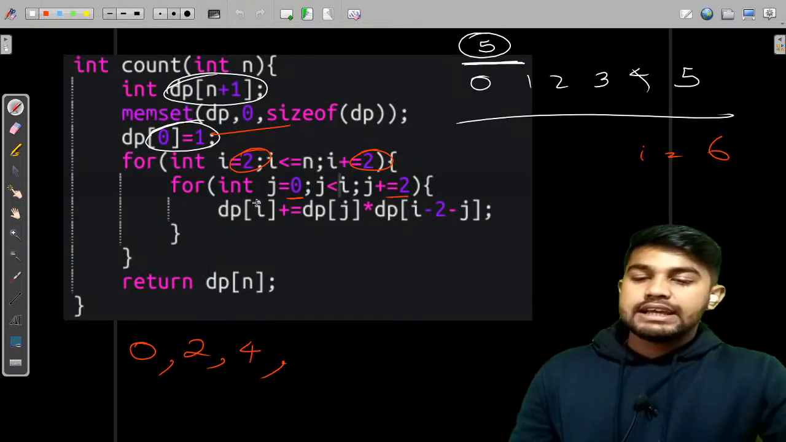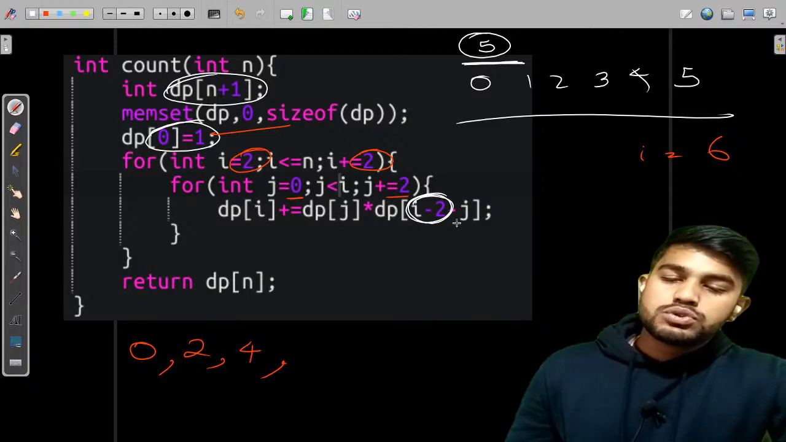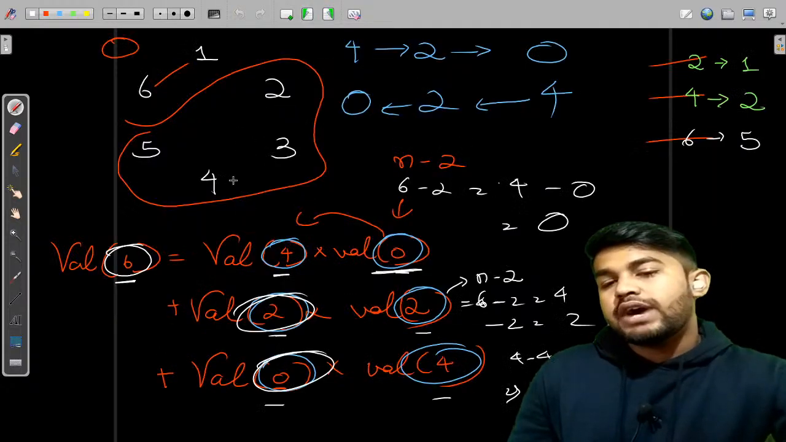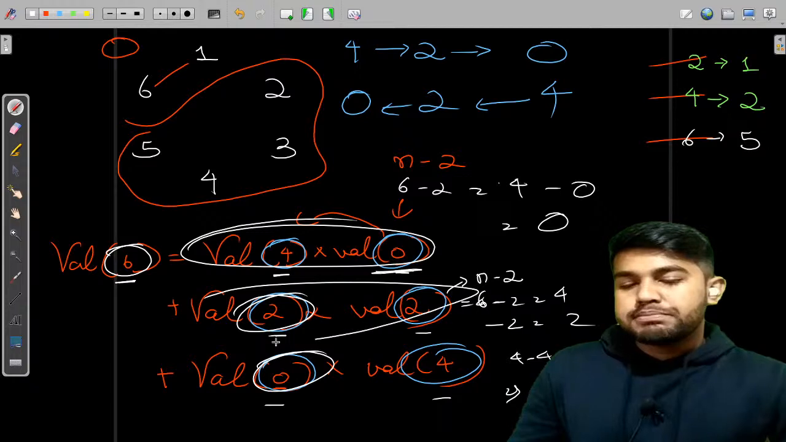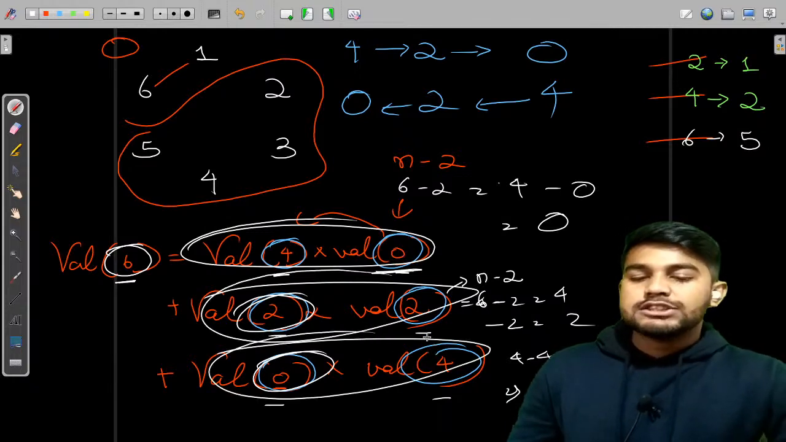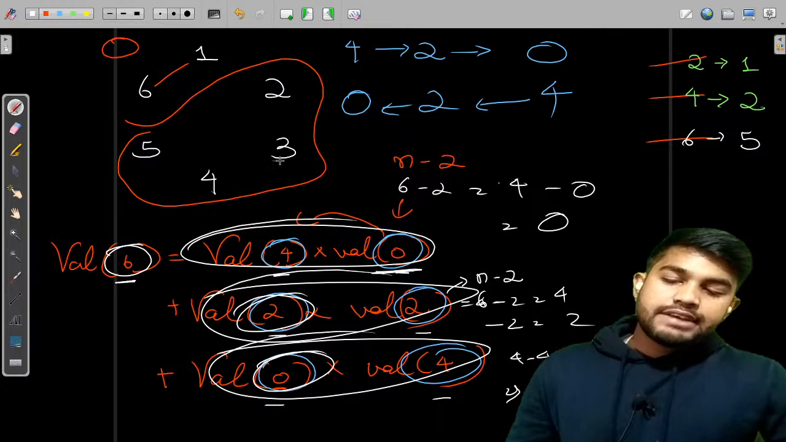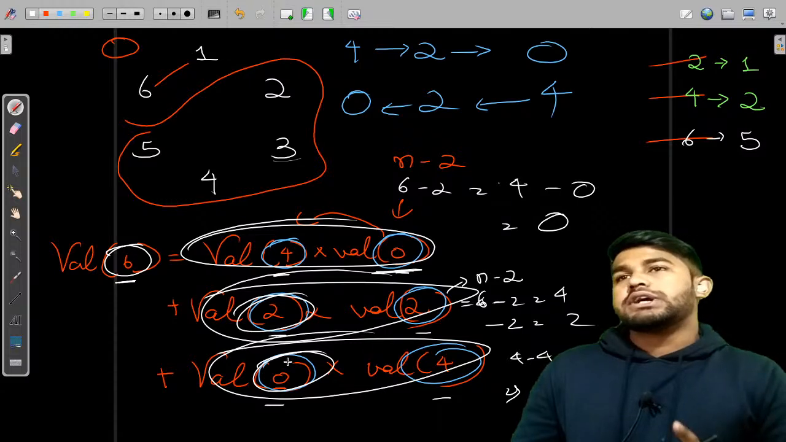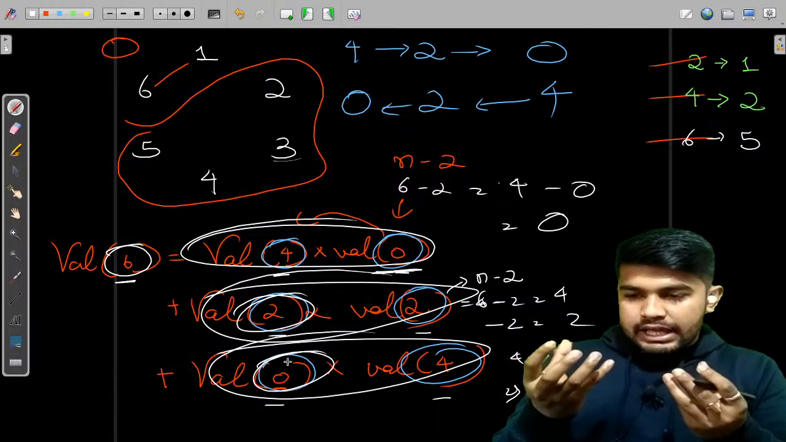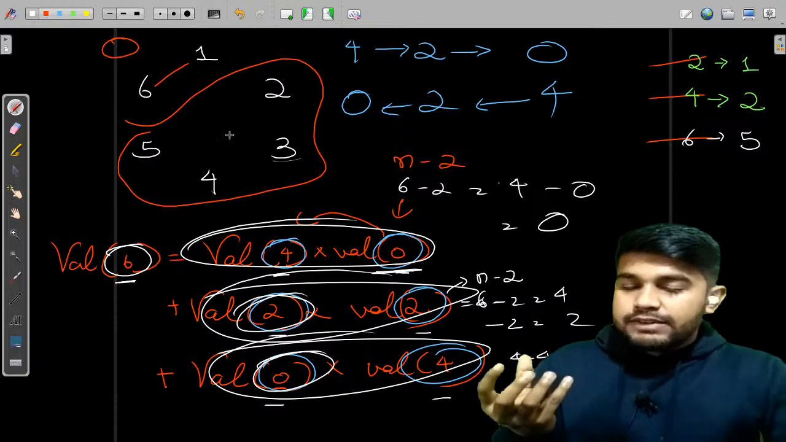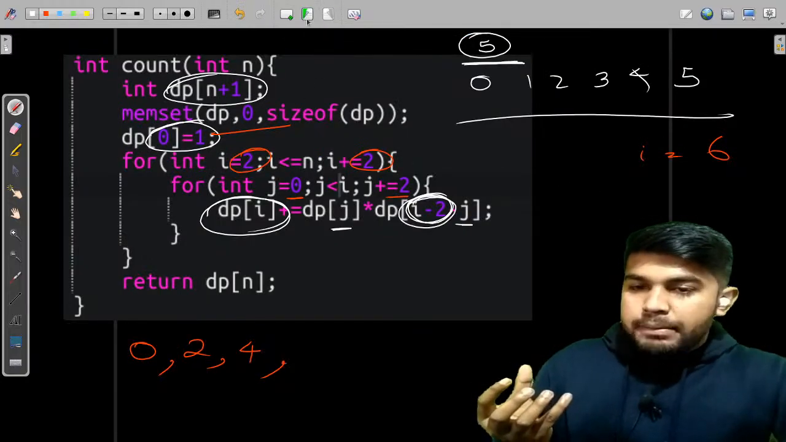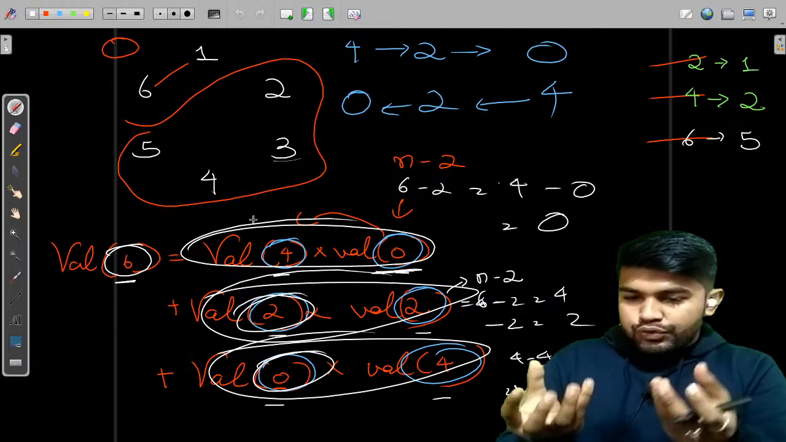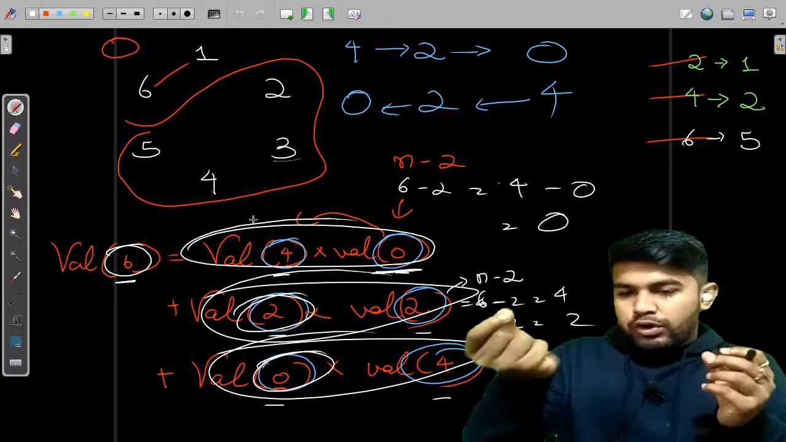Now we can say i minus 2 minus this value only, and dp of i is dp of this plus dp of this plus dp of this. So we are getting 0 to 4, then we are getting the values 4, 2, 0. See, 4 is related with 6 how? 6 minus 2 is equal to 4. That is why this is i minus 2. Now we need to relate 0 with 4, then 2 with 2, then 4 with 0. So 4 minus 0 is equal to 4.